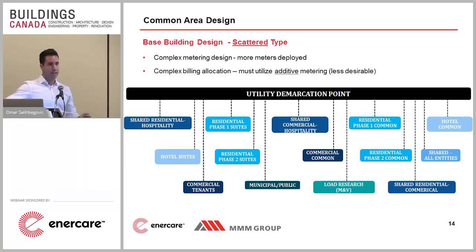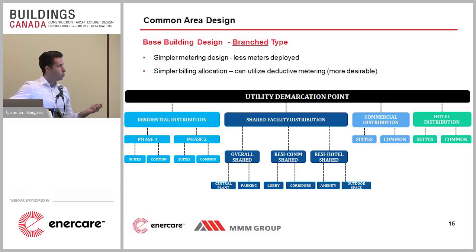This, on the other hand, is the better way to design a building that can accommodate sub-metering, and it's what I like to call the branch type of design. You'll notice all of the residential distribution is grouped together, all of the shared facilities are grouped together, same thing for commercial, and perhaps if we have a hotel portion to the building, that's grouped together. So this will most definitely result in a simpler metering design. It will involve fewer meters being installed and deployed to the site, and in this case we can actually utilize deductive metering to our advantage.